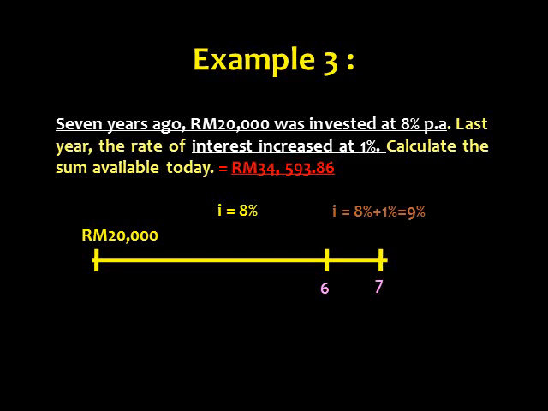So calculate the sum available today. How to calculate this? Here you can see that it is 2 calculations. You will calculate 20,000 at 8% for 6 years, and then that particular amount is carried forward another 1 year to reach year 7, at 9%. So how to do this? Let's look at the calculation.